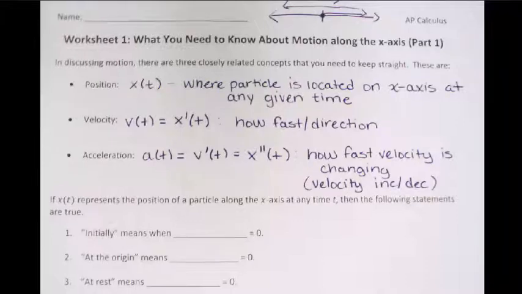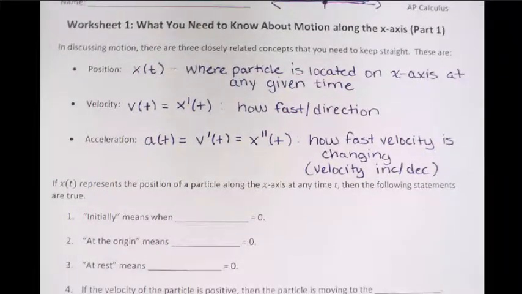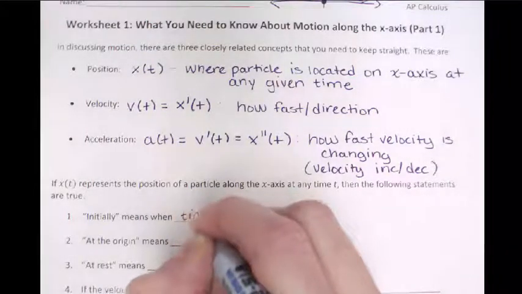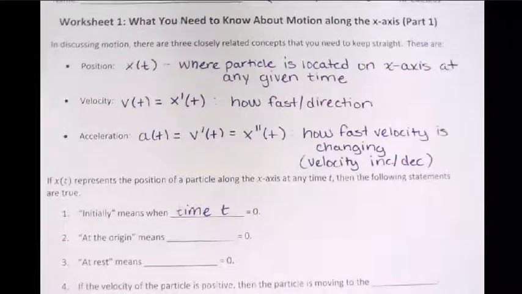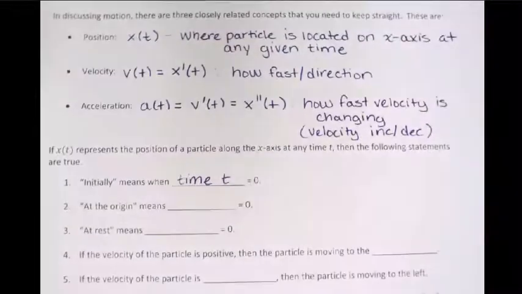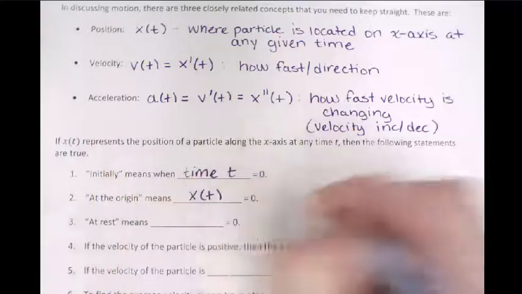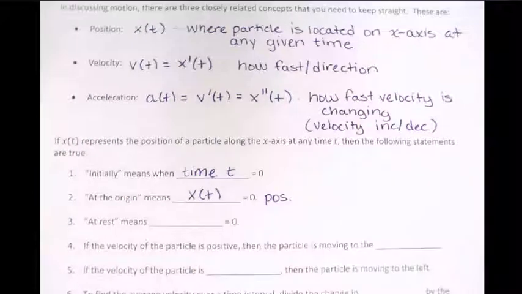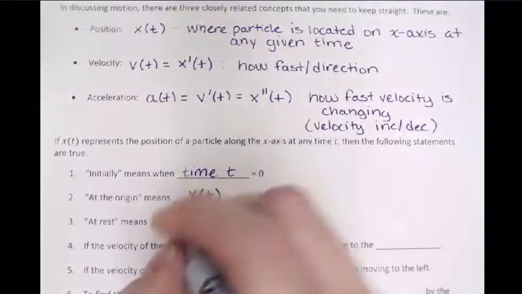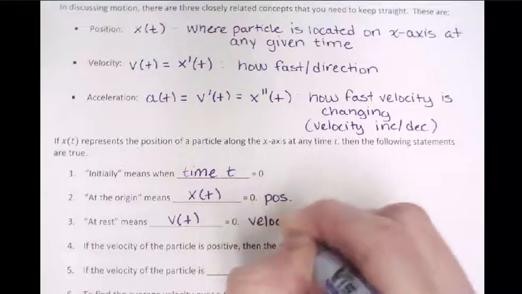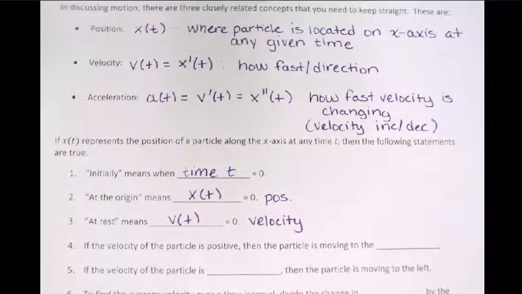All right, so then there are some other things that we just need to know. If x of t represents the position of the particle along the x-axis at any given time, then the following statements are true. Initially means when the time, or t, equals 0. Initially should always be time 0. At the origin means where the position, or x of t, equals 0, okay? At rest means when the velocity equals 0. When you're at rest, you have no speed, right? You're not moving. So when is the velocity 0?